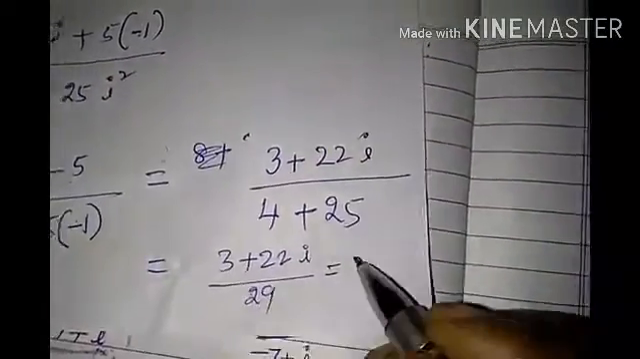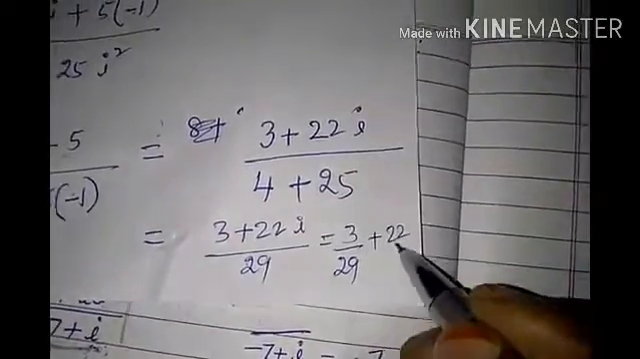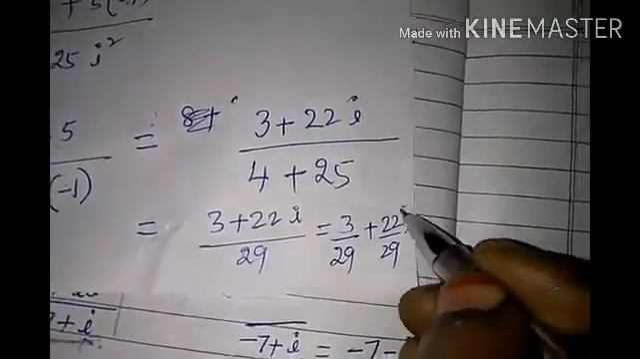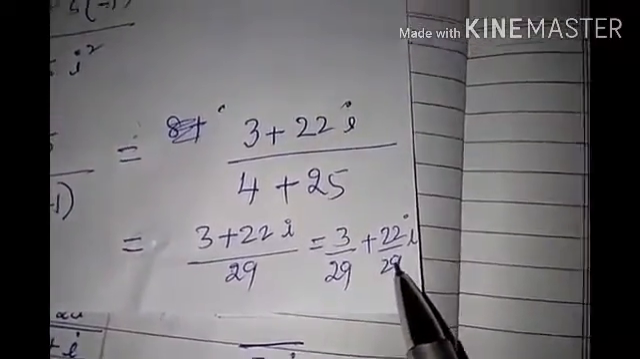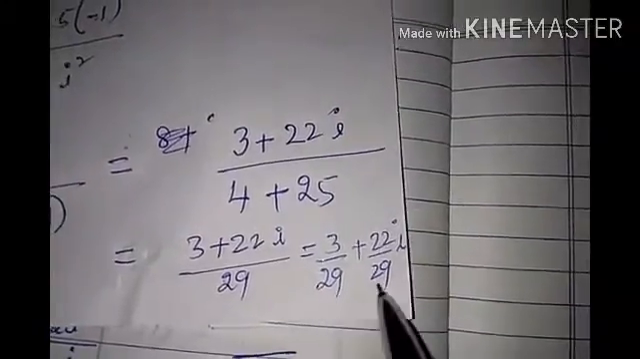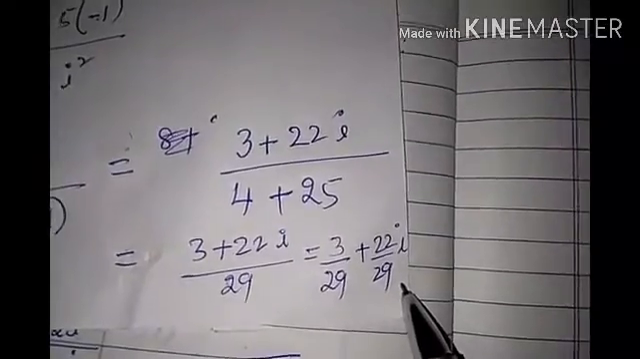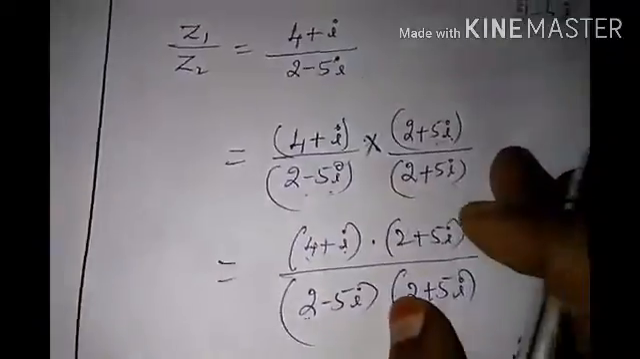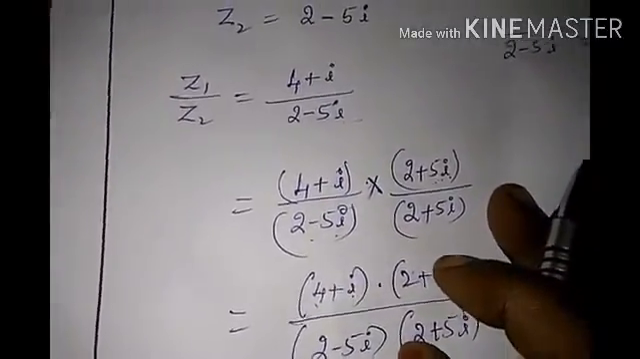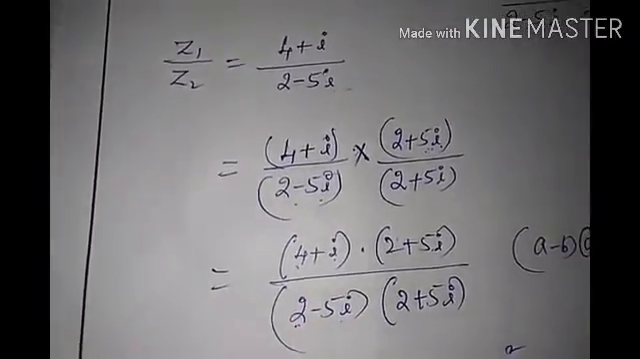You can separate the denominator for these two terms: 3 by 29 plus 22 by 29 i. This is in the form of a plus bi. It is a complex number. Here we do not have any imaginary part in the denominator. In this manner, you can eliminate the imaginary part in the denominator. This is about division of any two complex numbers. Thank you.